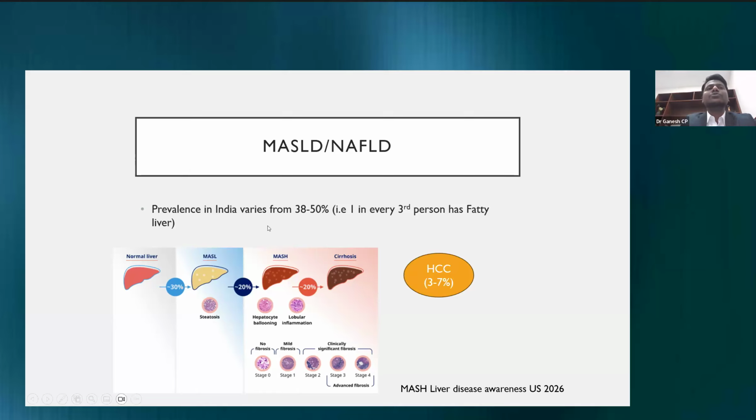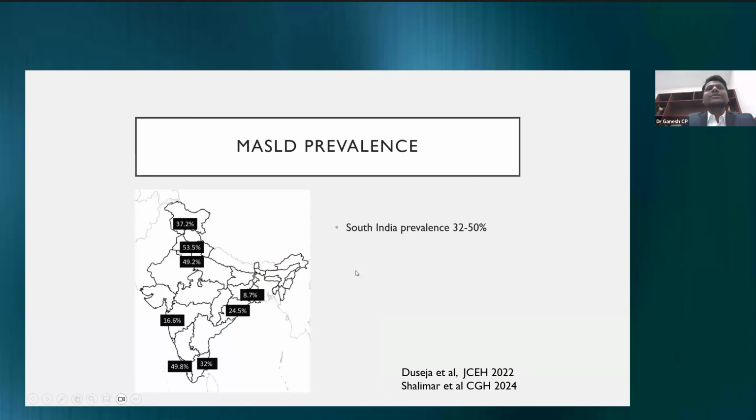You should also know that a patient with steatohepatitis, that is fat along with inflammation, can develop hepatocellular carcinoma directly without even developing cirrhosis. So we are so concerned about this disease at this point in time.